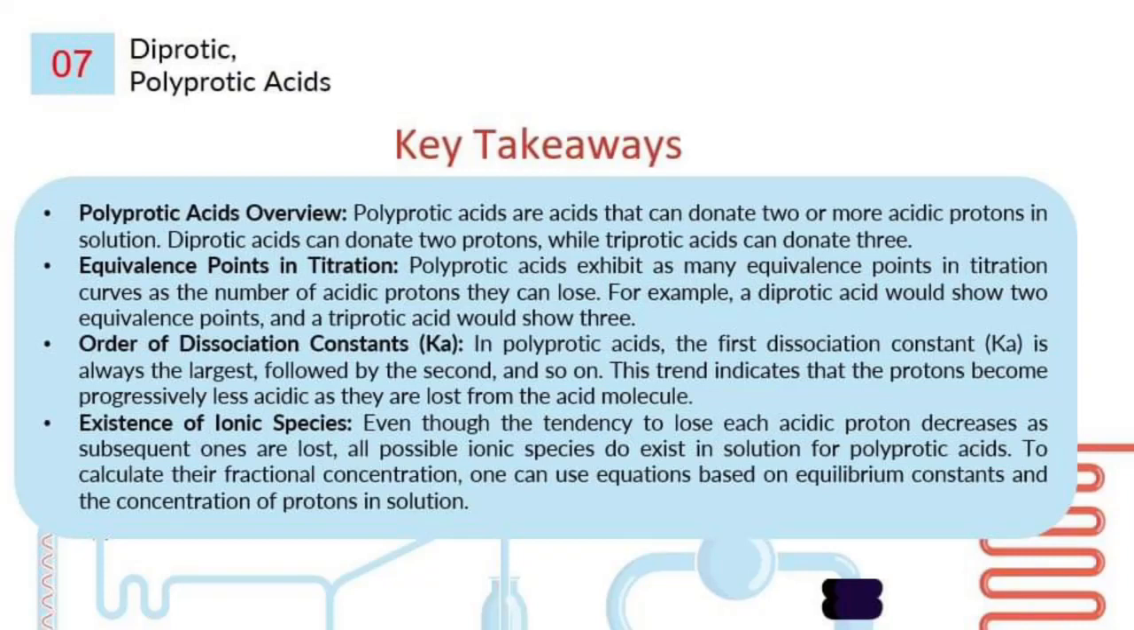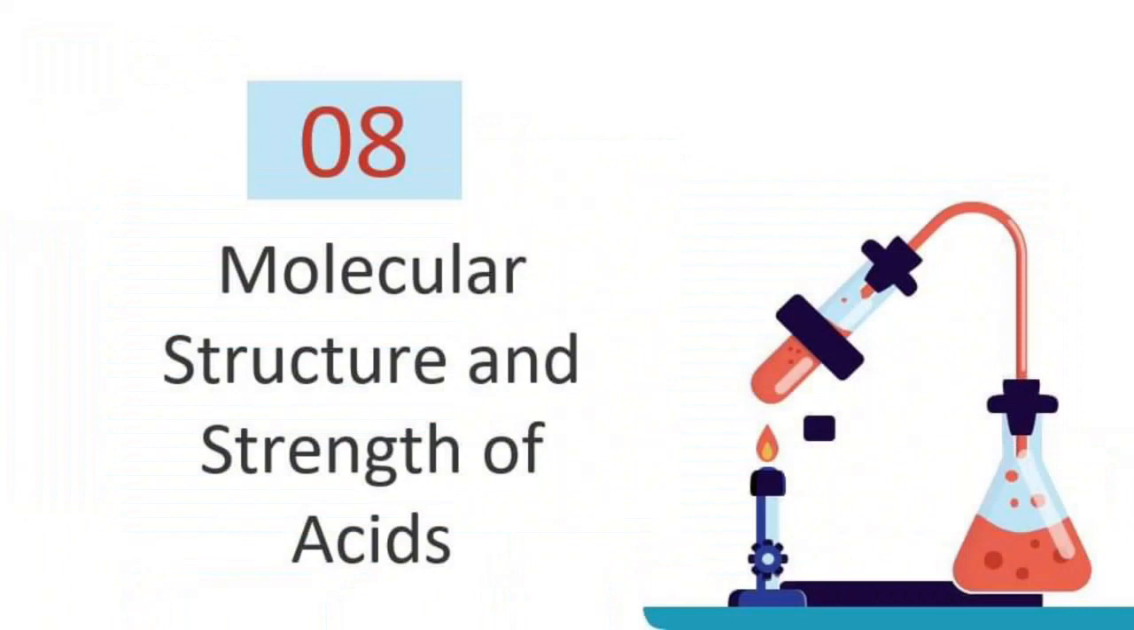This trend indicates that the protons become progressively less acidic as they are lost from the acid molecule. And lastly, the existence of ionic species: even though the tendency to lose each acidic proton decreases as subsequent ones are lost, all possible ionic species do not exist in solution for a polyprotic acid. To calculate their fractional concentrations, one can use equations based on the equilibrium constants and the concentration of protons in solution. Next, I will discuss the molecular structure and strengths of acids.